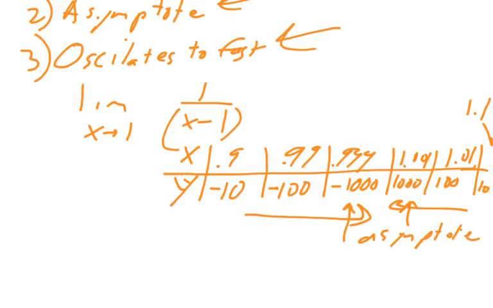Now, the important part of this, and the fact that we found out this is an asymptote because the numbers are changing so rapidly, is that the limit does not exist.